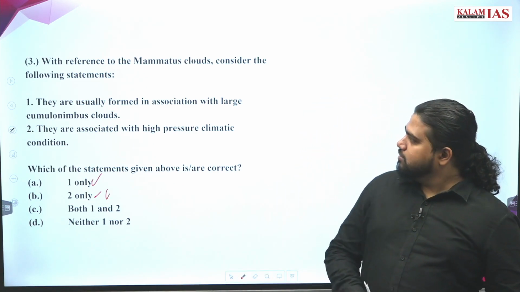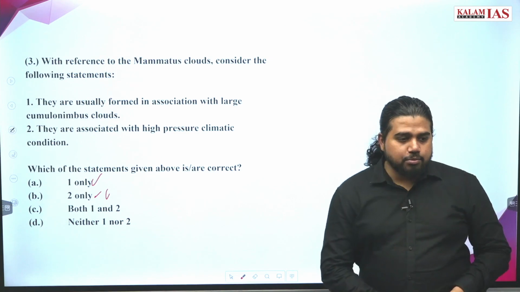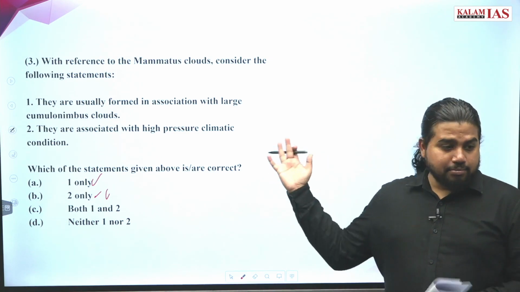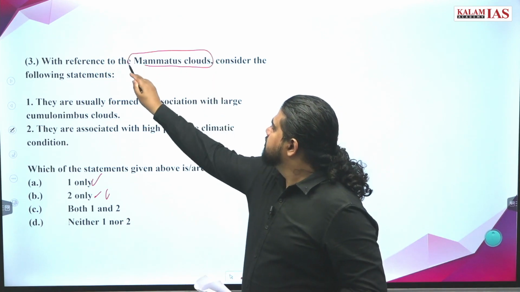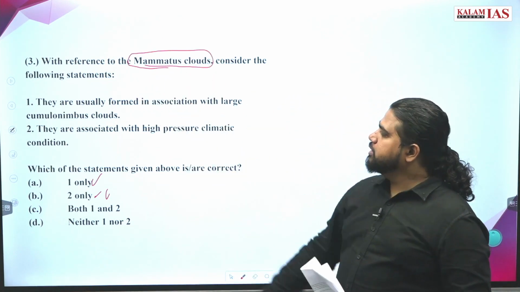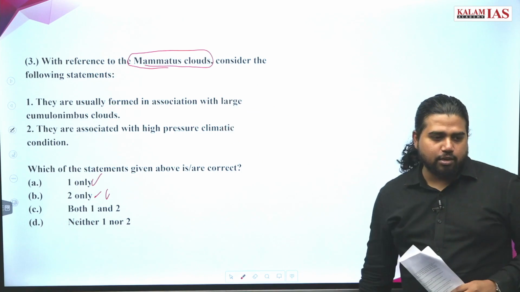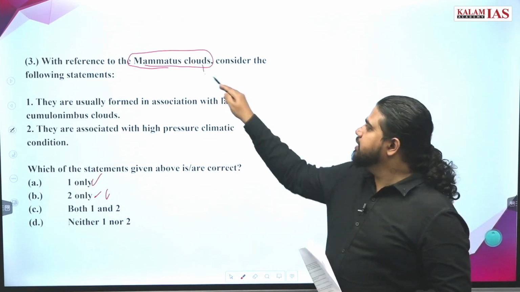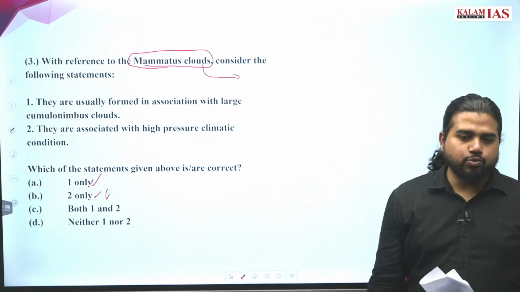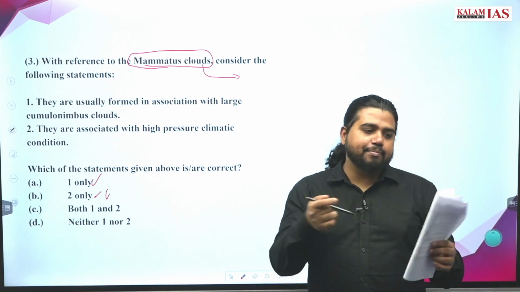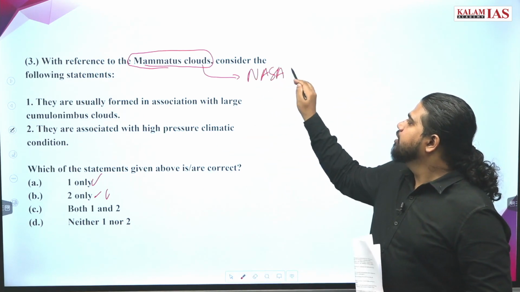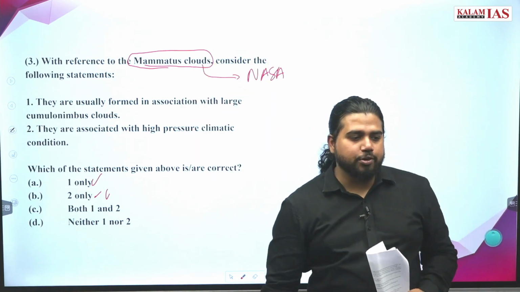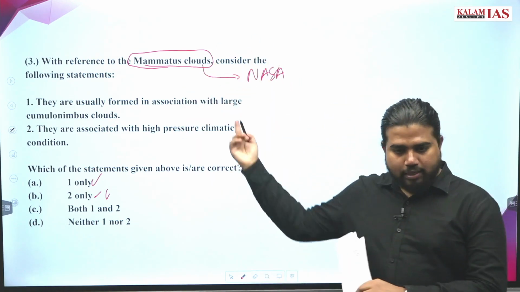Now the last two questions were more like you could connect something conceptual. Here this seems to be more of a factual question with reference to mammatus clouds. Consider the following statements. Suppose you haven't read about these clouds. This has been in the news. Why has this been in the news? Because why these clouds are formed, the exact mechanism was unknown. Recently NASA produced a report on the mechanism leading to the production of these clouds. So that's why this is in the news.